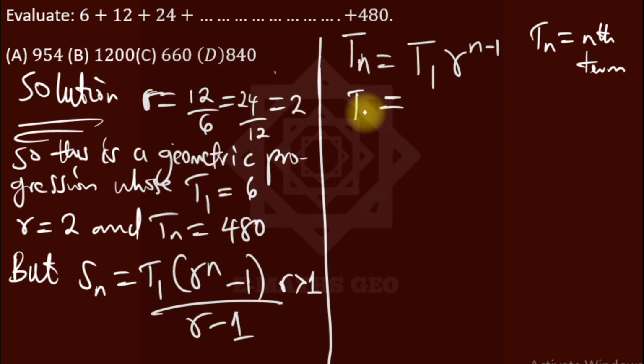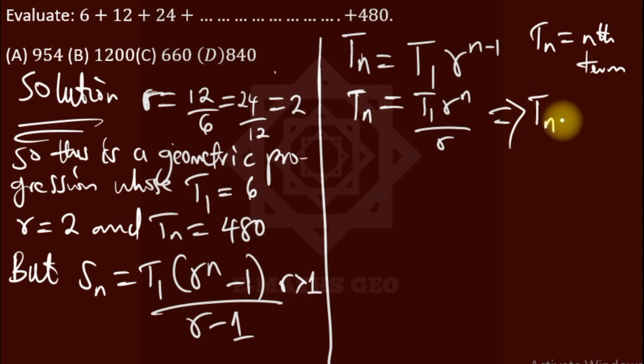So we've noted that Tn is T1 times r raised to power n minus 1. So we can write this as T1 r^n over r, because of the power of 1, we are subtracting. So once we see subtraction, it means division. As you can see, Tn times r is now equal to T1 r raised to power n.